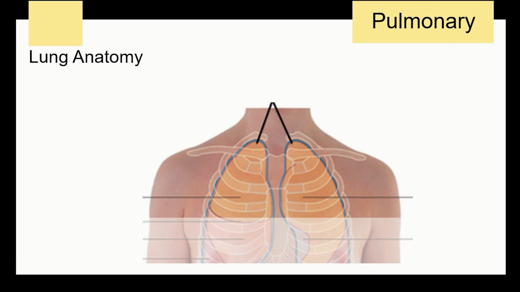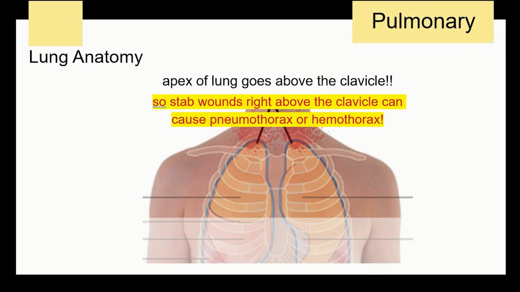All right, and just another point on lung anatomy. If you take a look at this picture over here, we see the clavicles, and above the clavicles we see the lungs. So again, the apex of the lung does in fact go above the clavicle. And this is why a lung can actually be punctured by a stab right above the clavicles, which I wrote over here. It could cause either a pneumothorax or a hemothorax.